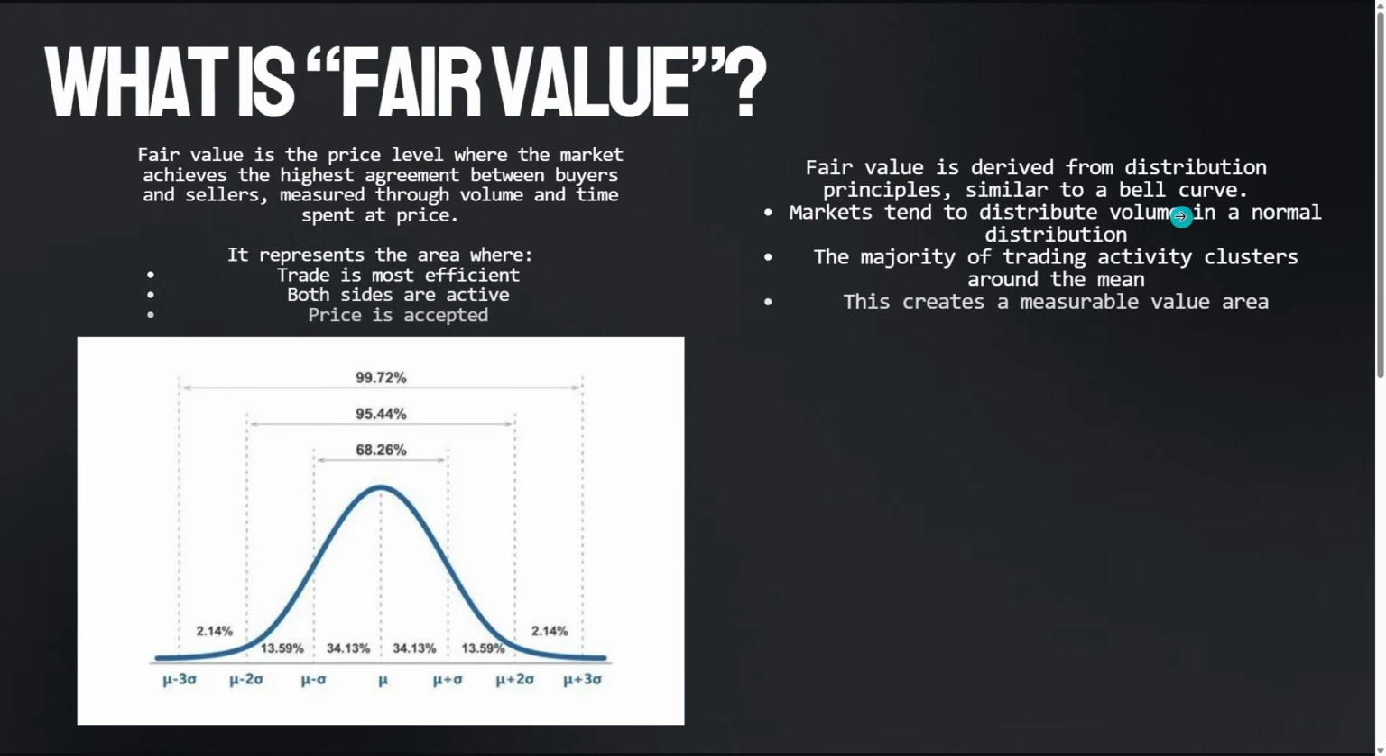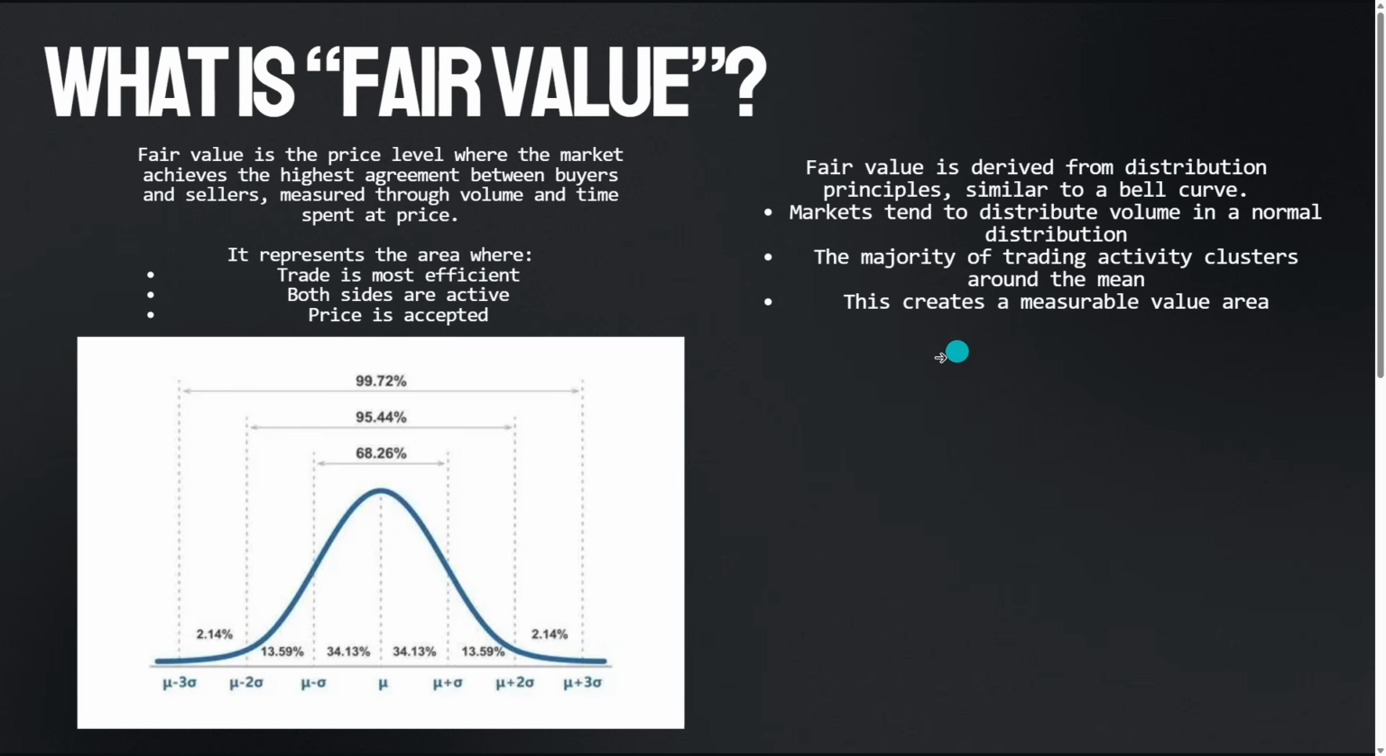So I know I mentioned fair value a couple slides ago. Now this is what your fair value is. You get this even distribution. This is what a distribution is. Basically, fair value is the price level or zone where the market achieves the highest agreement between buyers and sellers, which is measured through volume and time spent at price. Now you have a volume profile, or you have a time-based profile, market profile, or time, price, and opportunity.